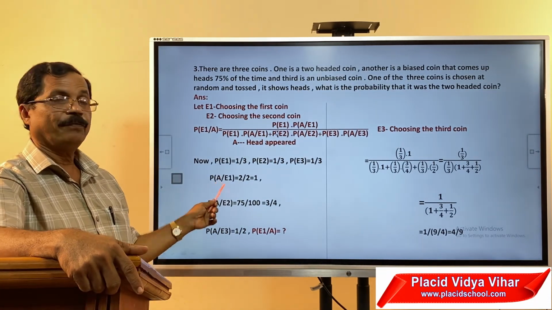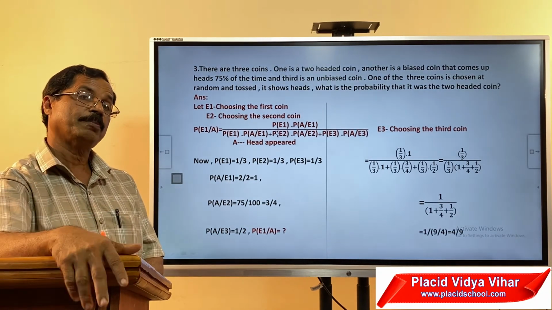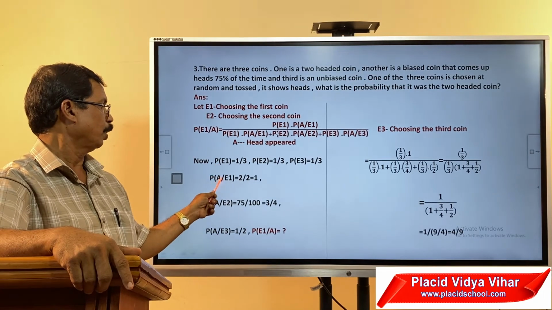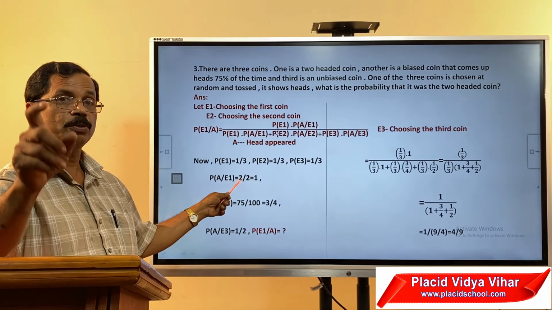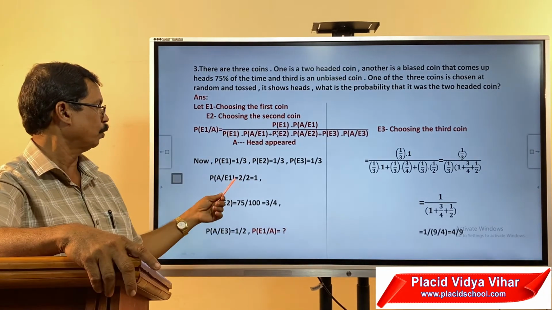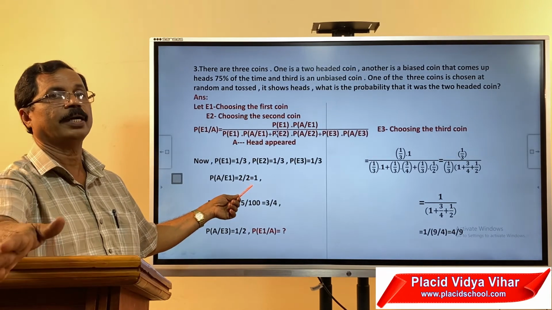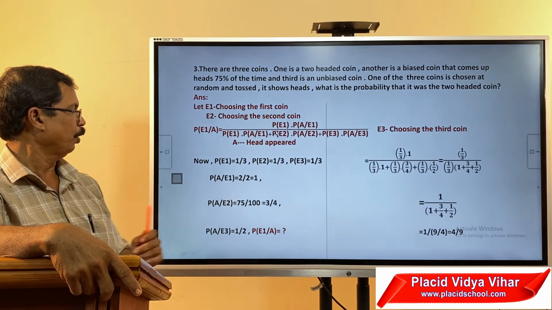Now you write P of A given E1. That means E1 occurred. Then what is the probability of A? Probability of A given E1. E1 is a 2-headed coin. We are choosing the first coin. It is 2-headed, so the probability of getting a head is 100%. That is 1.